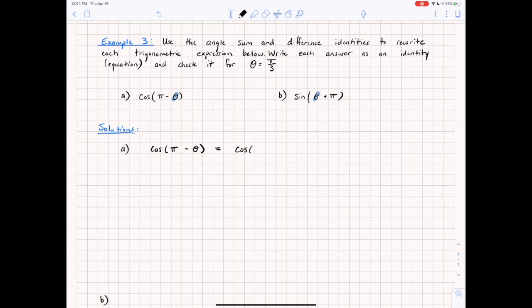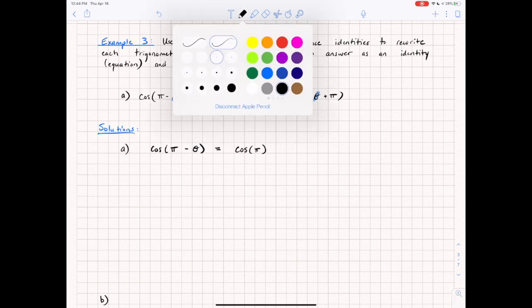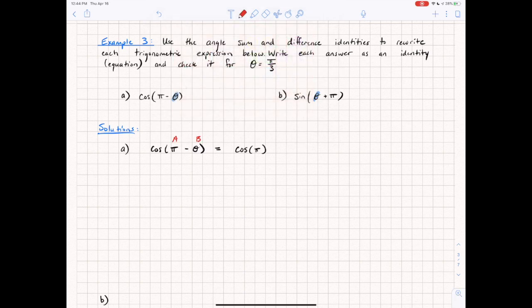So that says cosine of A, which is pi. That's my first piece here. Theta is going to be B. So then the next piece would be cosine of theta. Then because it's subtraction, this would now be plus sine of A, which is pi, sine of B, which is theta. And so here's my angle difference formula written out.